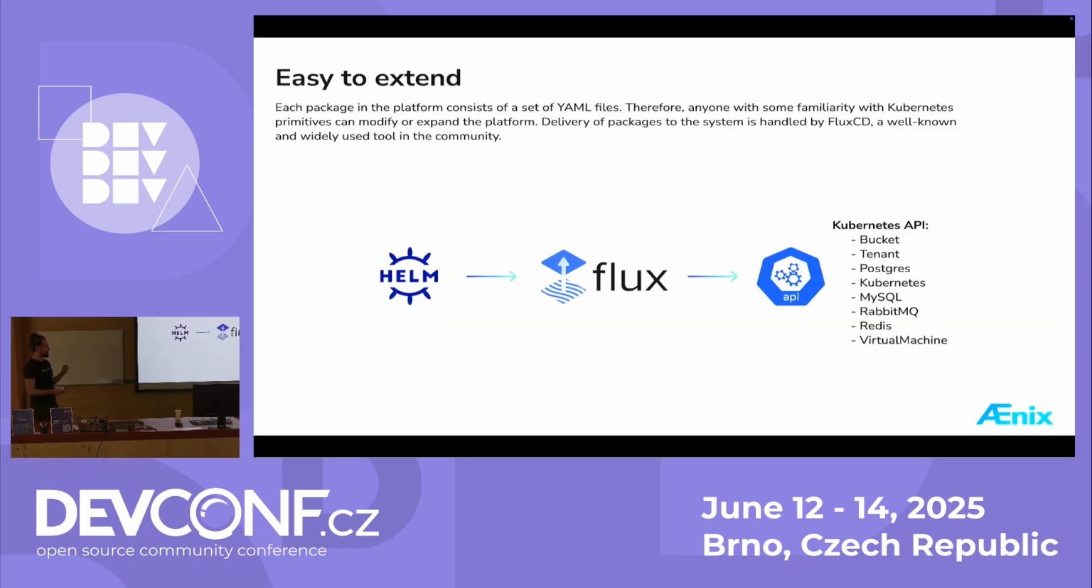This is how it looks. So we have Helm charts, which are defined and deployed by FluxCD. And finally, we created our own Kubernetes aggregation API server, which dynamically generates all the resources for those components and defines them as Kubernetes objects.